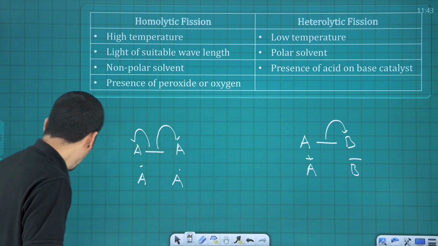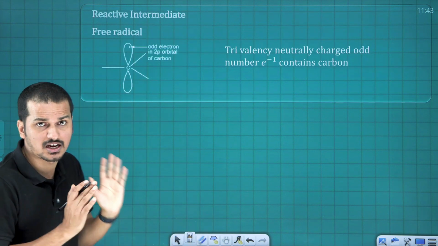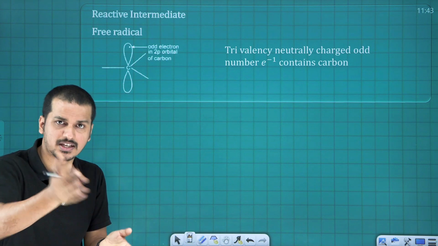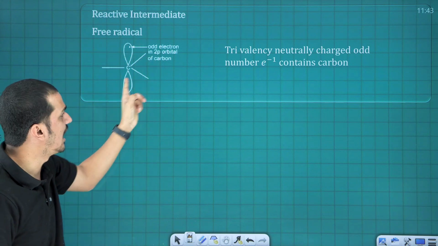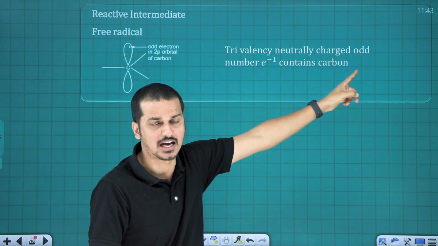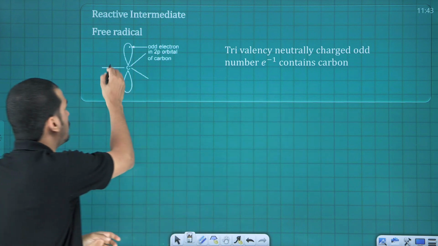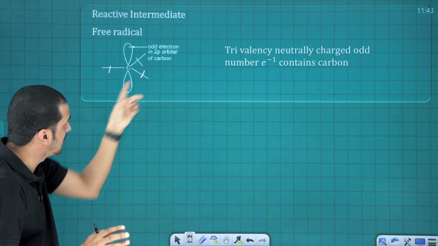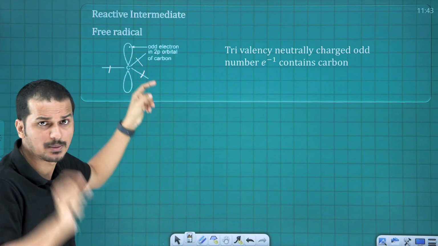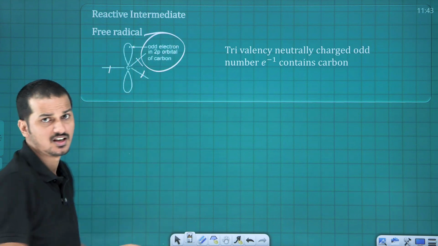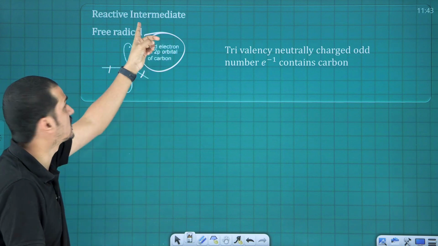Clear? Next again, whenever you are looking at reactive intermediates, there are so many of them. One among them is the free radical. In a free radical, the carbon is trivalent and neutrally charged. They don't have any charge. Trivalency, 1, 2, 3, there are three bonds. And in the vacant p orbital, one odd electron is there. That is what is a free radical.